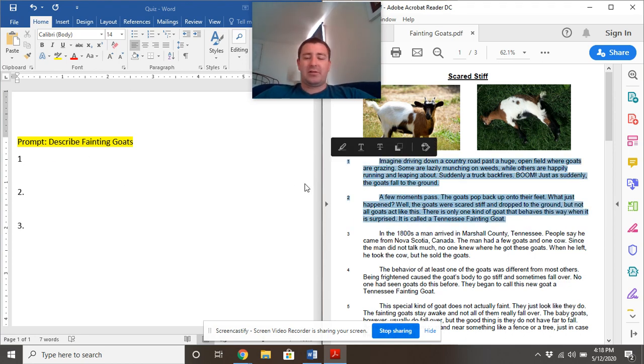Now, let's stop here at the end of paragraph 2, and let's see if you can provide one detail to describe fainting goats. I'll give you a few minutes to do that if you didn't catch on.